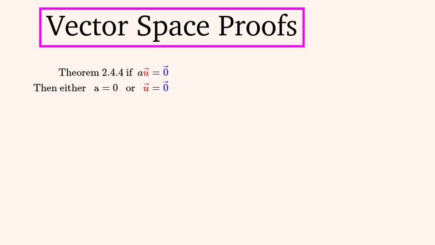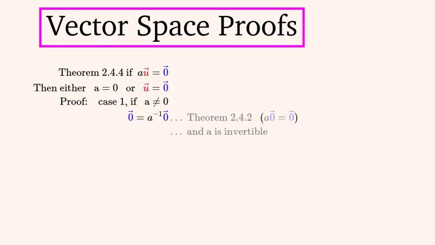And this is the final theorem. It says that if the product of a scalar and a vector is 0, then one of the two must be equal to 0. We can do this by cases. In the first case, we'll consider when a isn't 0. Then we can use this theorem to expand this 0 vector out like this. This is the second theorem that we've used in another theorem.